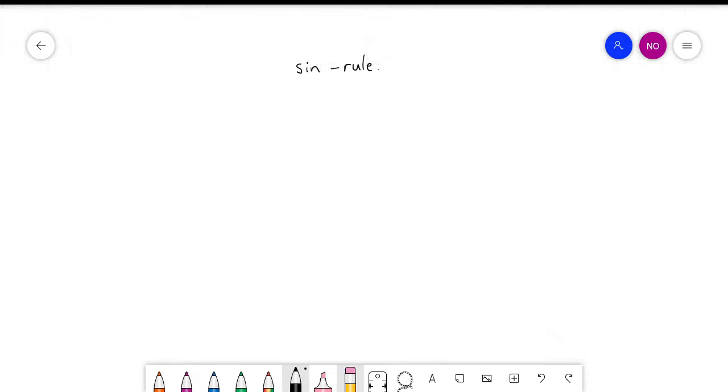So let's talk about the sine rule. The sine rule is when we don't have a 90-degree angle somewhere in a triangle and you need to solve for the sides.